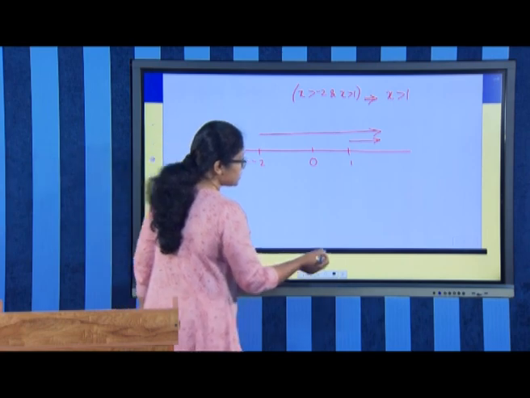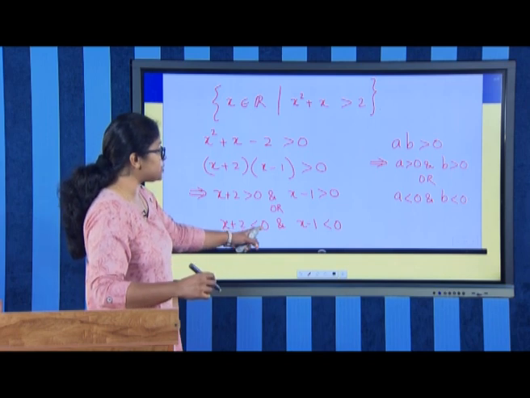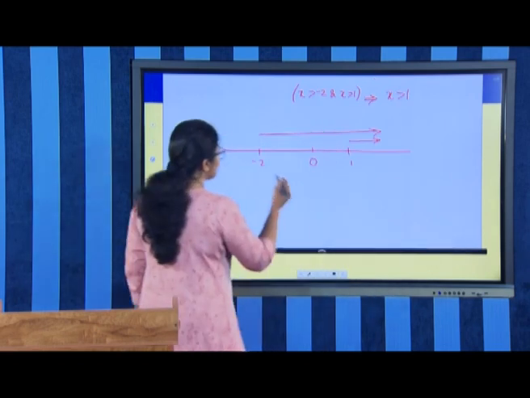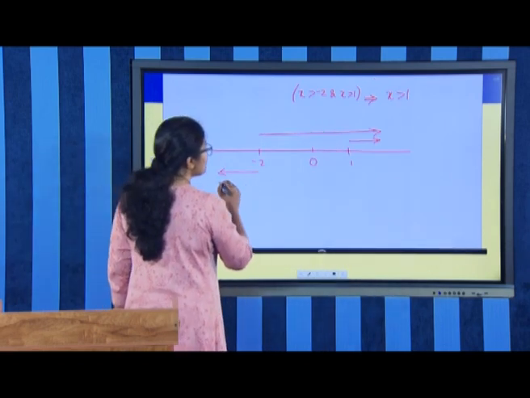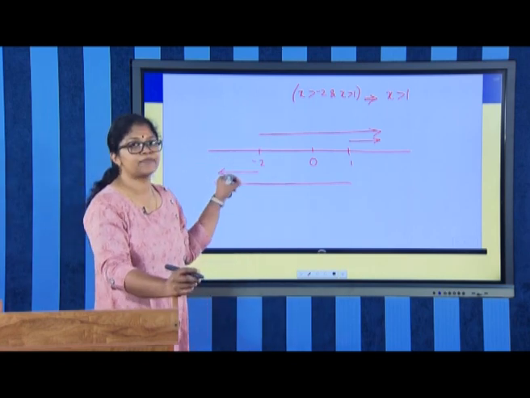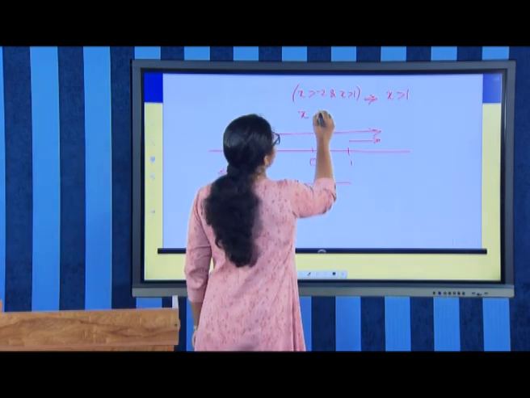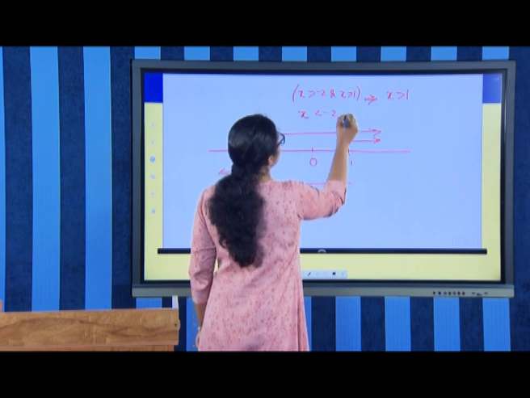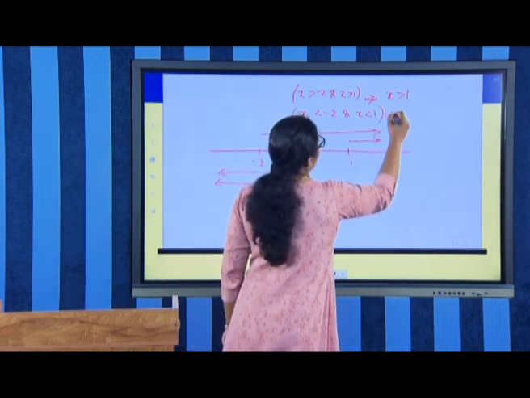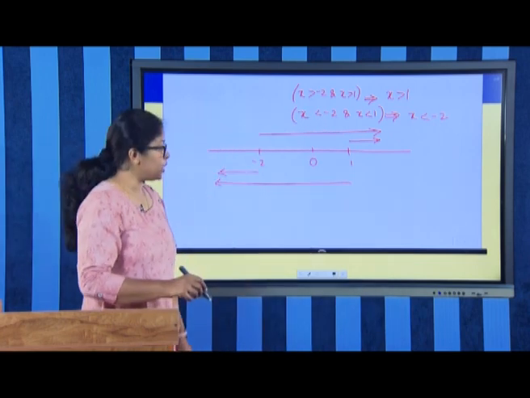Similarly, the next result is for what value of x is x plus 2 less than 0 and x minus 1 less than 0. So, we can see x is less than negative 2 as well as x is less than 1. So, where are both conditions satisfied? Where x is less than negative 2. So, x less than negative 2 and x less than 1 indicates that we have to take the common region, x less than negative 2.